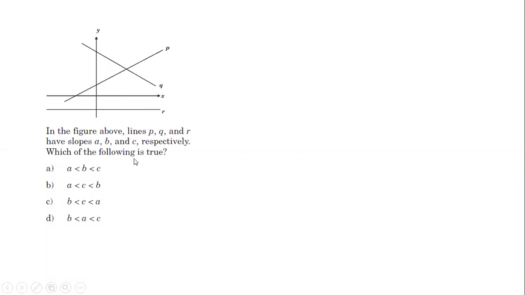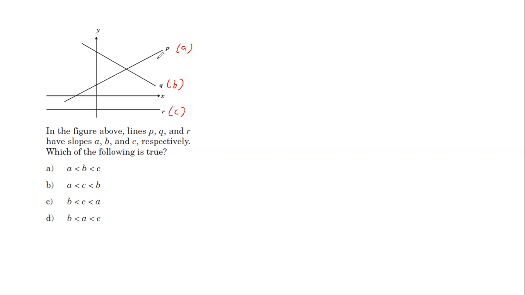So guys, this we already did. In a figure above, line P, Q, R has a slope of A, B, C respectively. So let me quickly label it. So line P has a slope of A. Line Q has a slope of B. And line R has a slope of C. Which of the following is true?